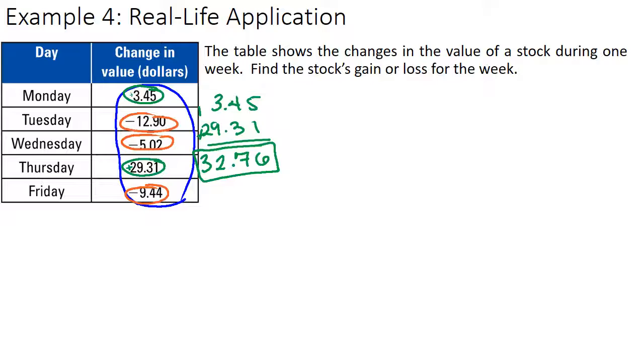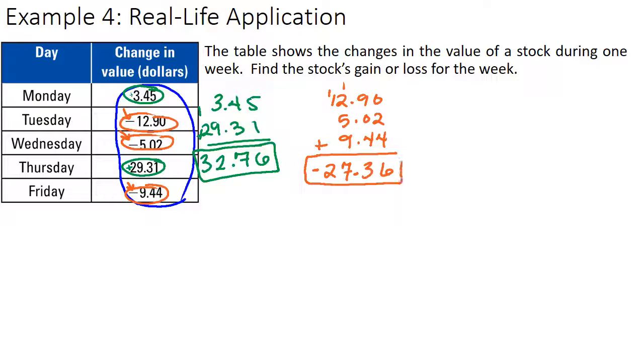Now for the next problem, I have 12.90 plus 5.02 plus 9.44. So as I add these numbers together, 2 and 4 make 6, and 9 and 4 make 13. Carry that one. 9 and 1 make 10, 12, 17. Carry that one again. I have a 2 right there, so I end up with 27.36. And I know this number is actually going to be negative because all of my numbers over here were negative, so I treated it like regular addition, and then I keep the sign of the terms.